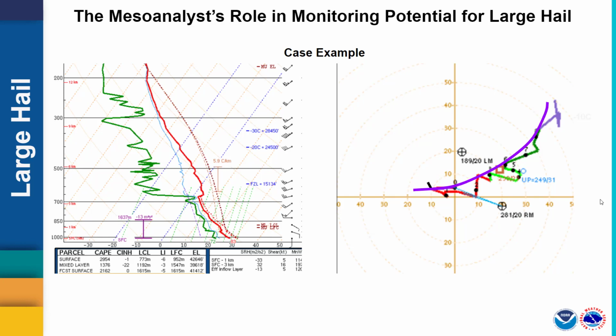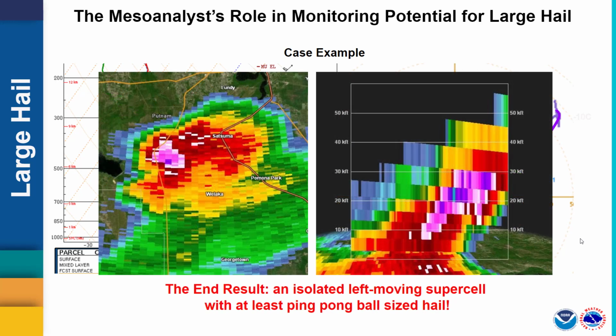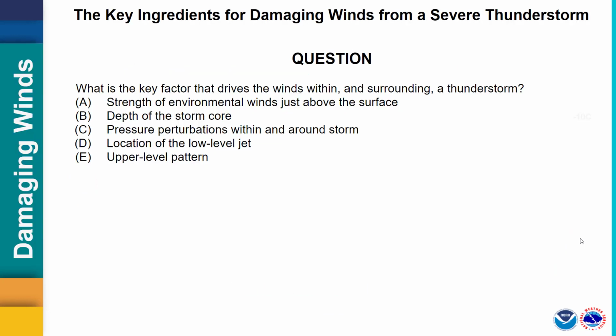What do you think that would support? On this particular evening, a lone supercell developed in north-central Florida, a dominant left mover with impressive vertical structure supporting at least ping-pong ball size hail. While the pre-storm environment may be less favorable for this result, the mesoanalyst needs to monitor small-scale environment changes that could lead to this surprise, which was the only significant thunderstorm to develop across the northern half of Florida that evening. Okay, let's turn to the damaging wind threat.